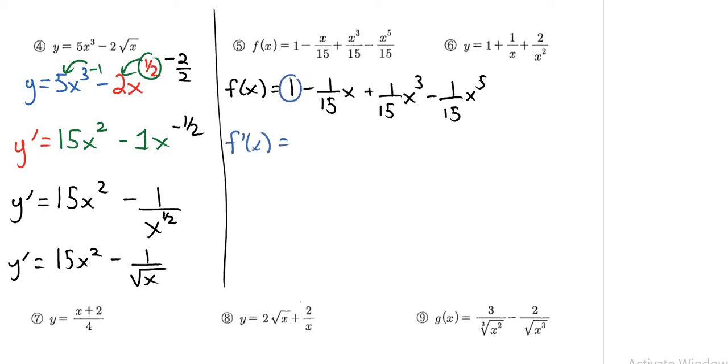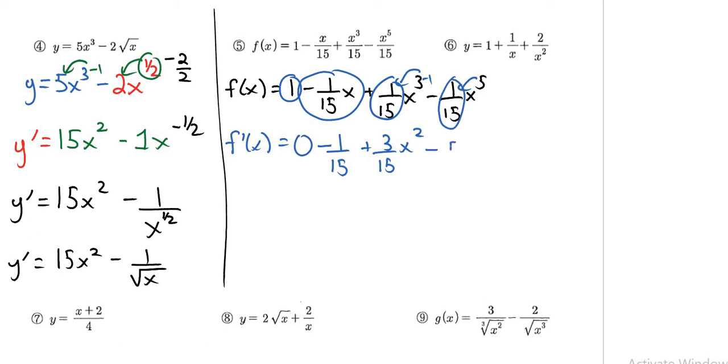Now the derivative of a constant is 0. And the derivative of this expression right here will be -1 over 15. And then for the third term, the 3 would multiply with this guy. So that will be plus 3 over 15 x squared. I need to subtract 1 in the power. And then 5 times this guy will be -5 over 15 x to the 4.